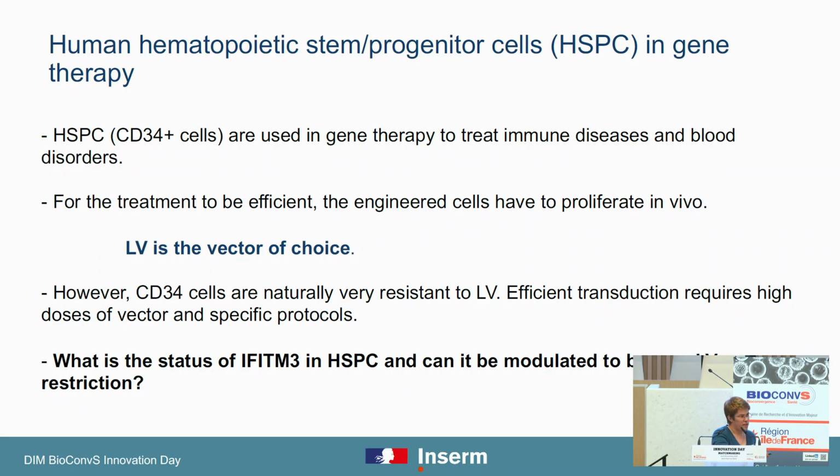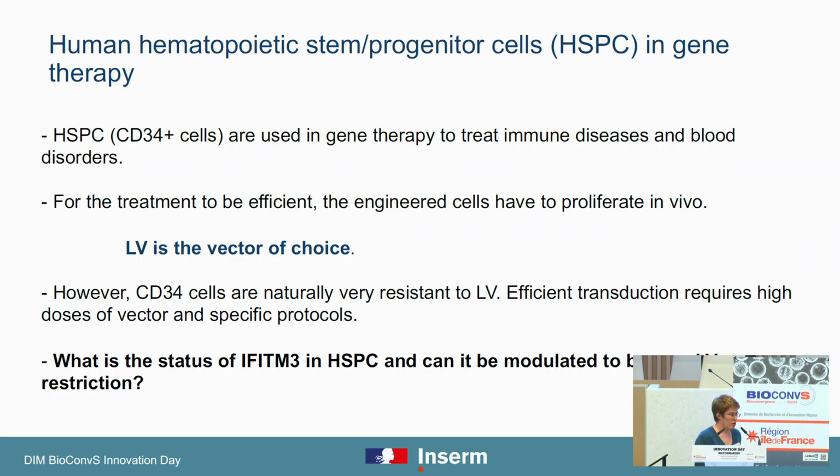One of the main targets for gene therapy using lentiviral vector is actually HSPC, because they are used to treat immune diseases and blood disorders, for which we need their progenitor cell capacity, which means they'll have to divide a lot, and for this reason, having an integrating vector is particularly interesting. So lentiviral vector is a vector of choice. However, the CD34 plus human cells are very resistant, naturally, to transduction with lentiviral vector. And to perform clinical trials with lentiviral vector, you need a very high dose of vector, and specific protocols have been devised to reach a therapeutic effect.